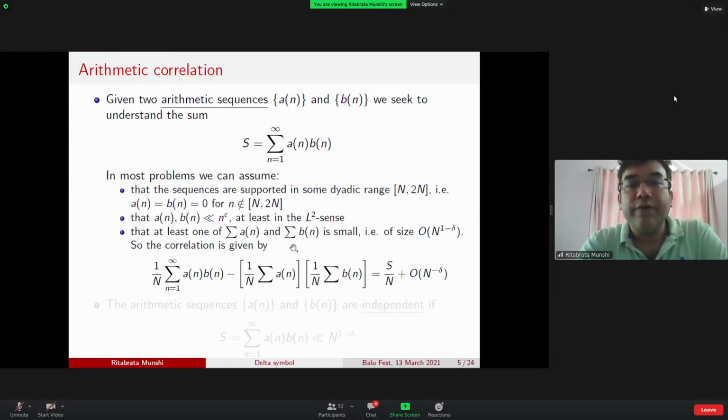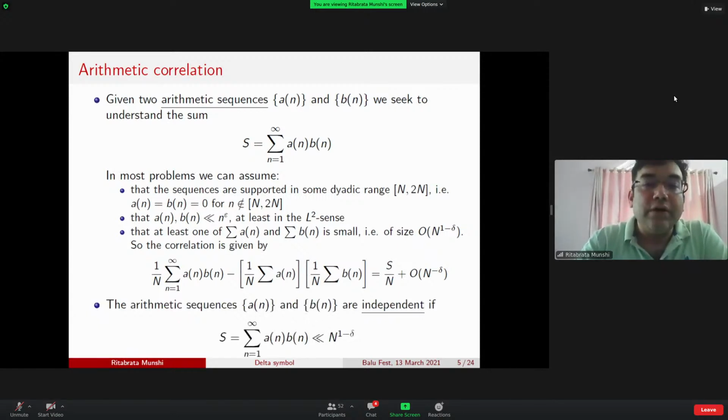Okay, so like the sum of A_n or the sum of B_n is small. If both are not oscillating, then of course we do not expect any cancellation in the sum. The standard definition of correlation is this, and the correlation can then be written as S by N plus big O of n to the power minus delta. So if you show that S is smaller than N, if you get a better bound than the trivial bound, then we'll be showing that the correlation is smaller than the trivial one.